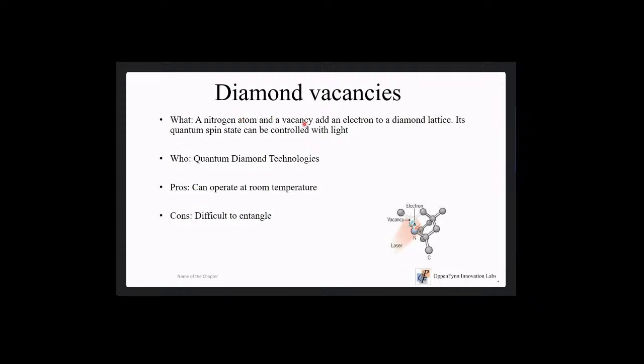when you have a vacancy next to the nitrogen atom, you can add an electron to that trapped system, and the energy of that electron can be controlled with light. So you shine a light there, it gains energy and goes to a higher state, and then it can also give out energy and go to a lower state. So that's another way we can use diamond vacancies to implement a qubit. The pro is that this can again operate at room temperature, but these particles are difficult to entangle. So that's a con for them.